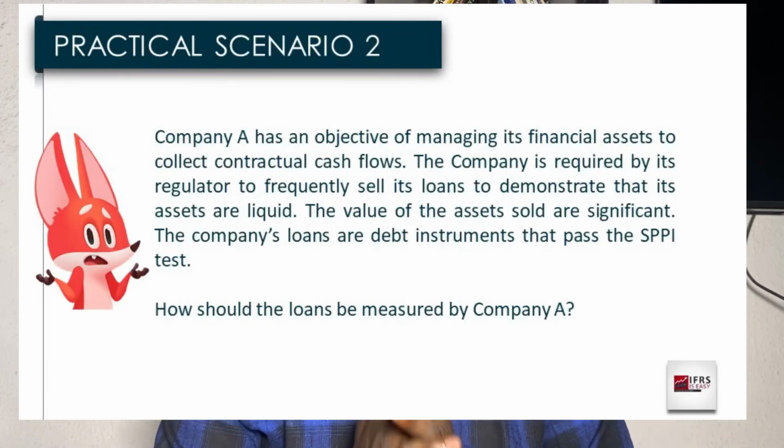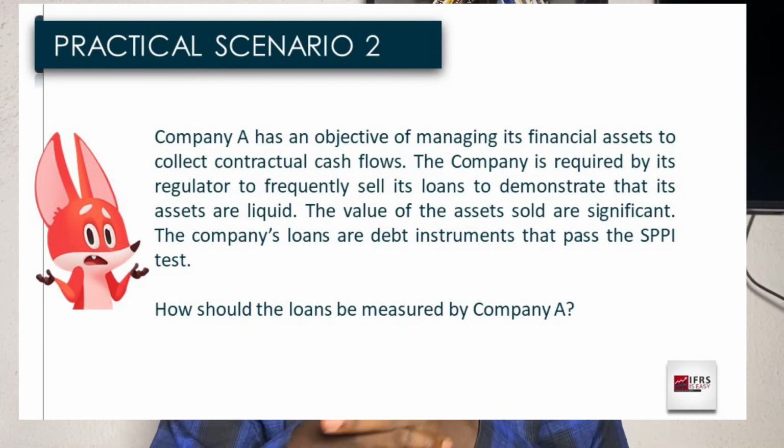Now this one also says company A has an objective of managing its financial assets to collect contractual cash flows. The company is required by its regulator to frequently sell its loans to demonstrate that its assets are liquid. The value of the assets sold are significant. The company's loans are debt instruments that pass the SPPI test. How should the loans be measured by company A?